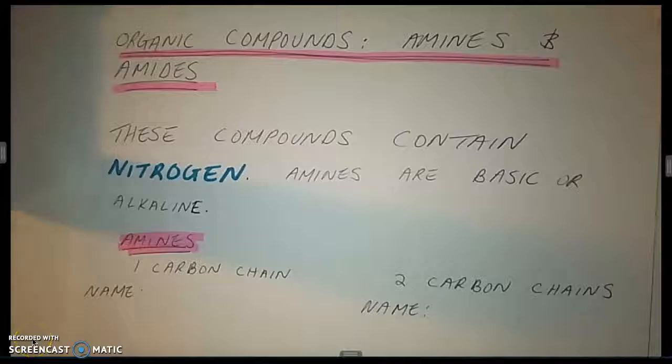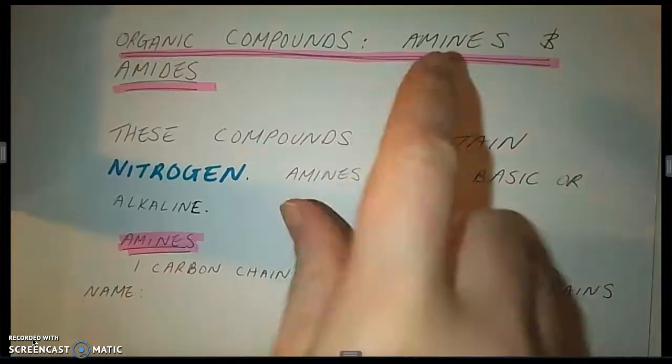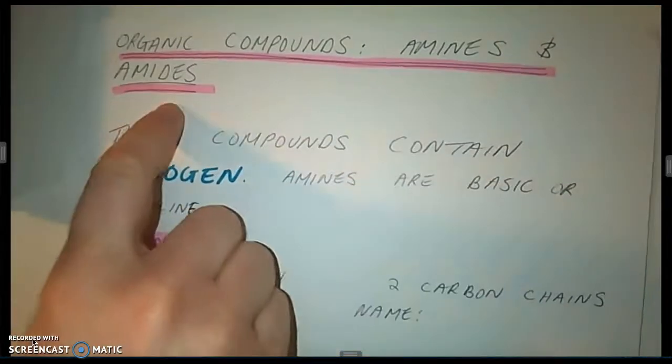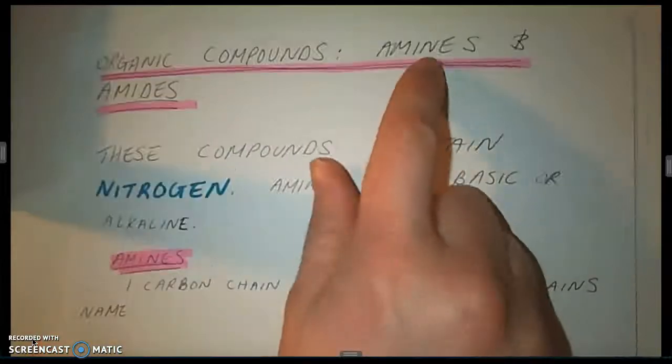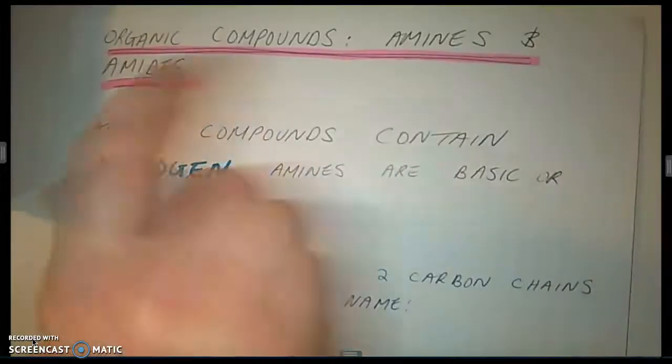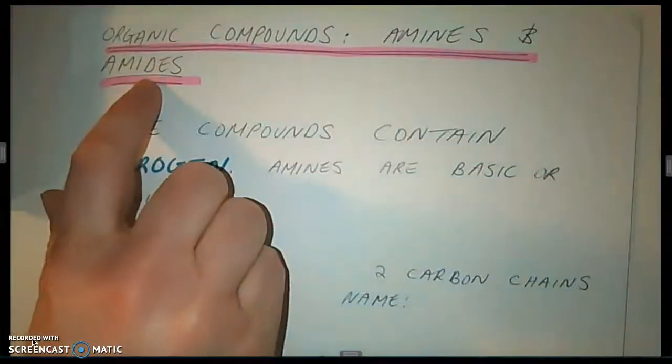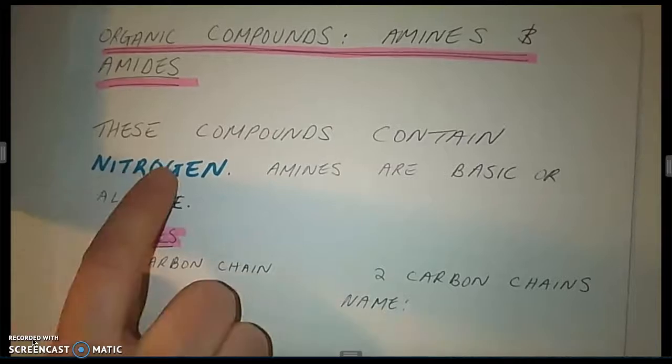All right, guys, this is the last in the videos about the different organic compounds that I expect you to be familiar with. So today we're talking about compounds called amines and amides. Very subtle difference between those two names, an N here and a D here. And these are compounds that contain nitrogen.